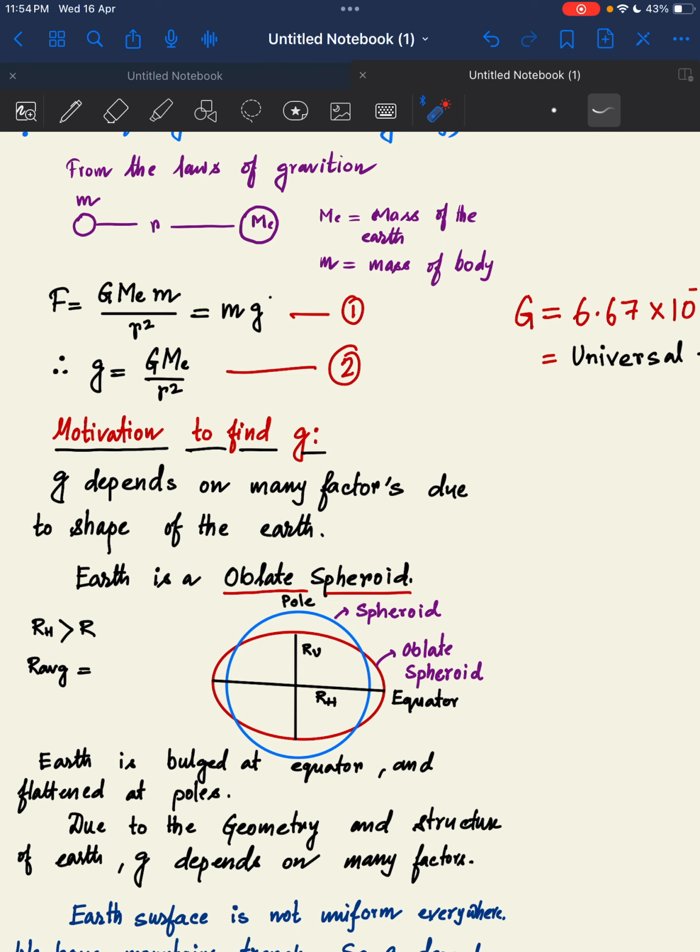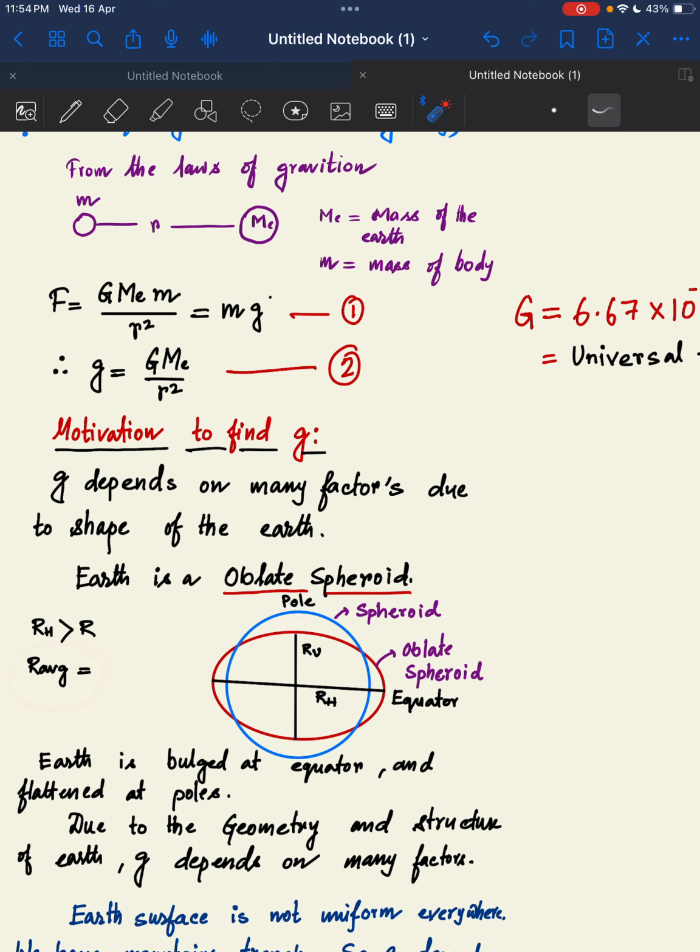Before going to this, we will understand what is the structure of the earth. Based on the structure and the geometry of the earth and what is on the surface of the earth, g varies from place to place. So earth is actually an oblate spheroid, or you can imagine an oblate ellipsoid. That means it is offset from a spherical surface. So it is bulged at the equator and it is flattened at the poles.